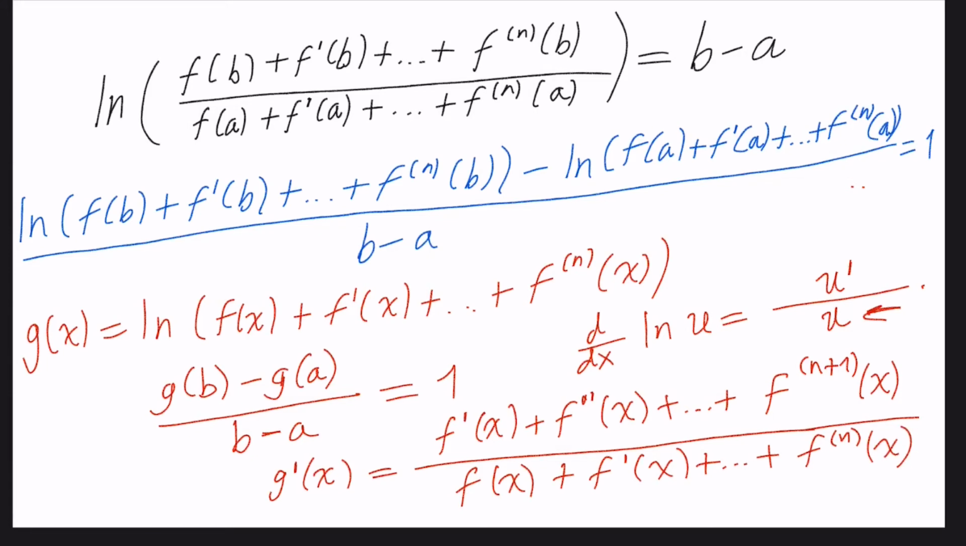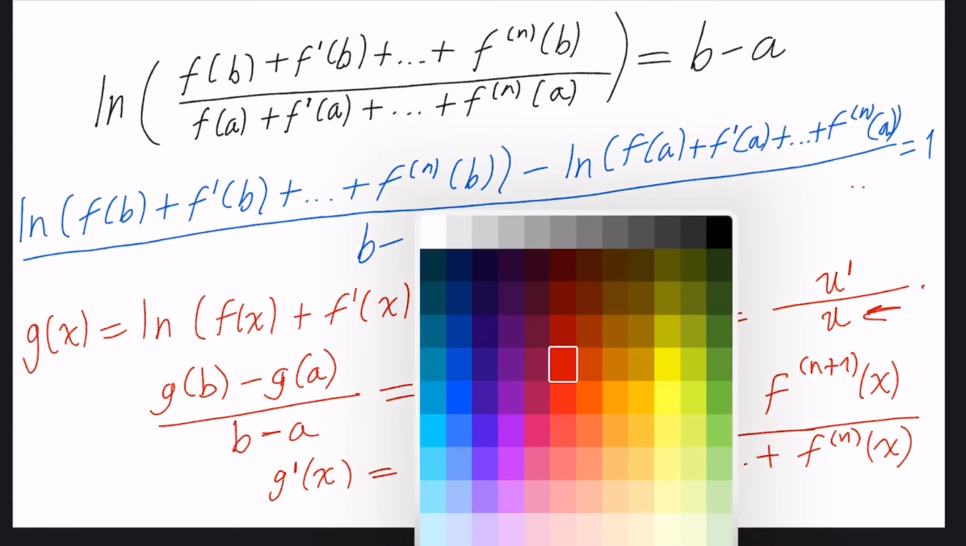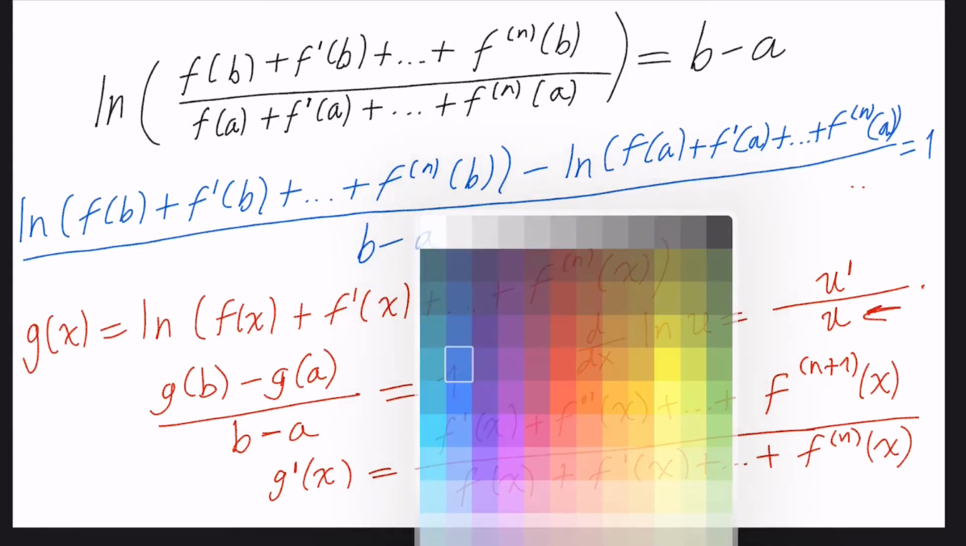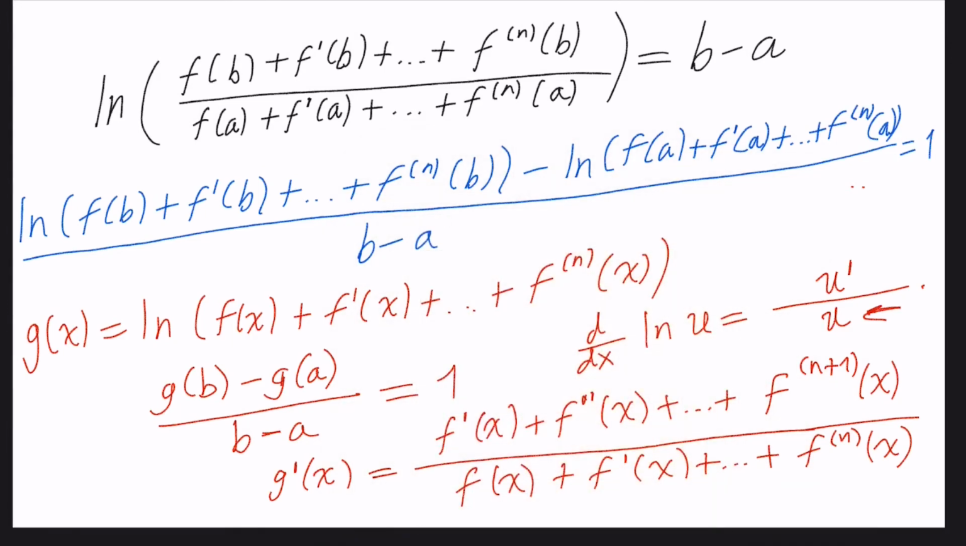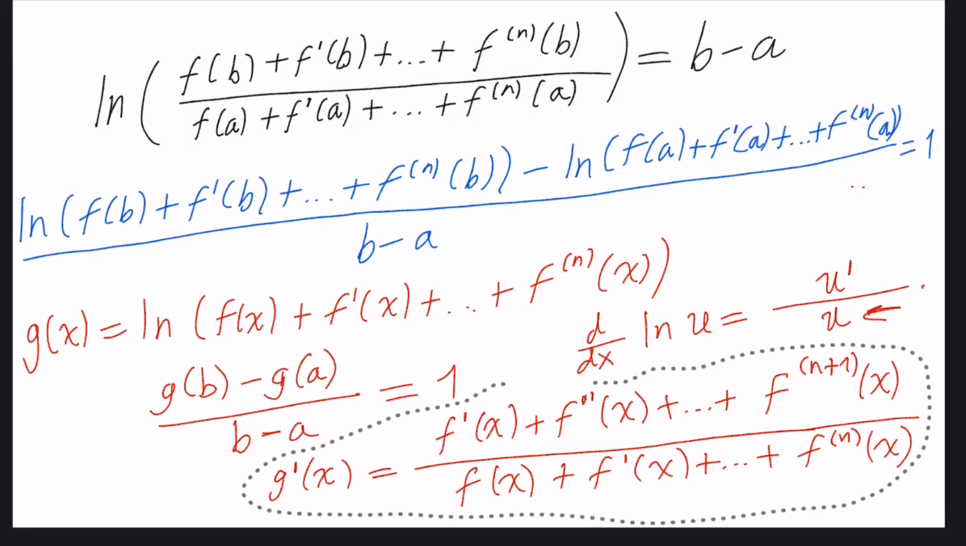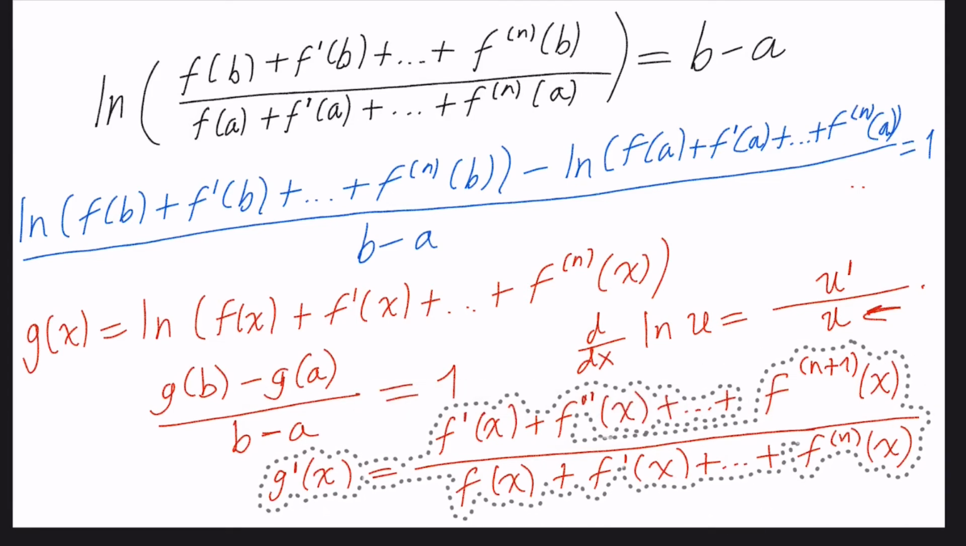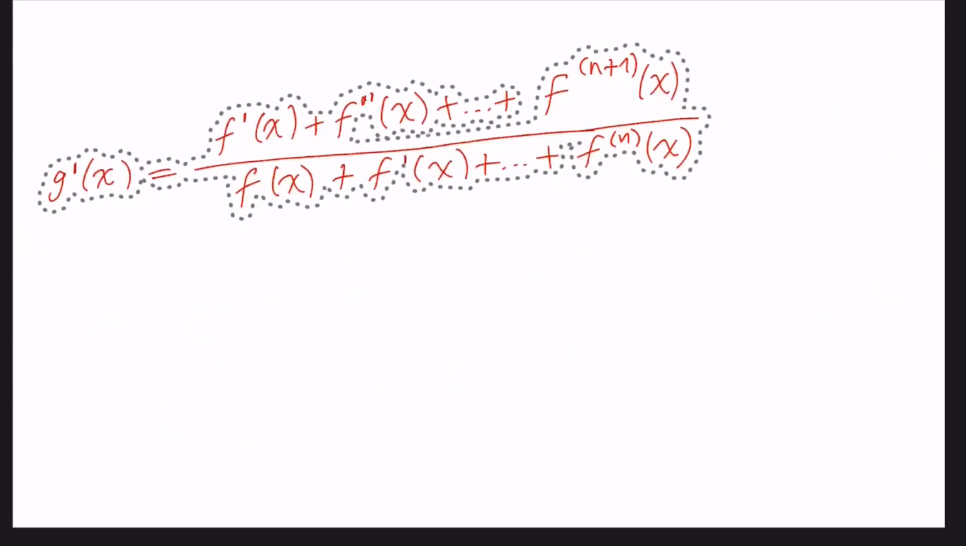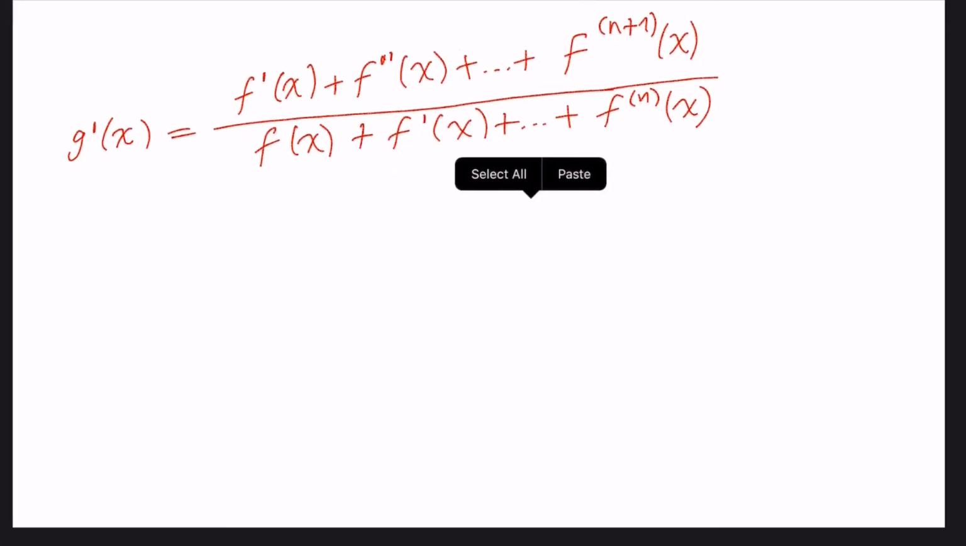Now we can use the mean value theorem here. Remember two things from the beginning: we said that the function f(x) has n plus 1 derivatives. So it means that this derivative g prime(x) is well defined. Why?